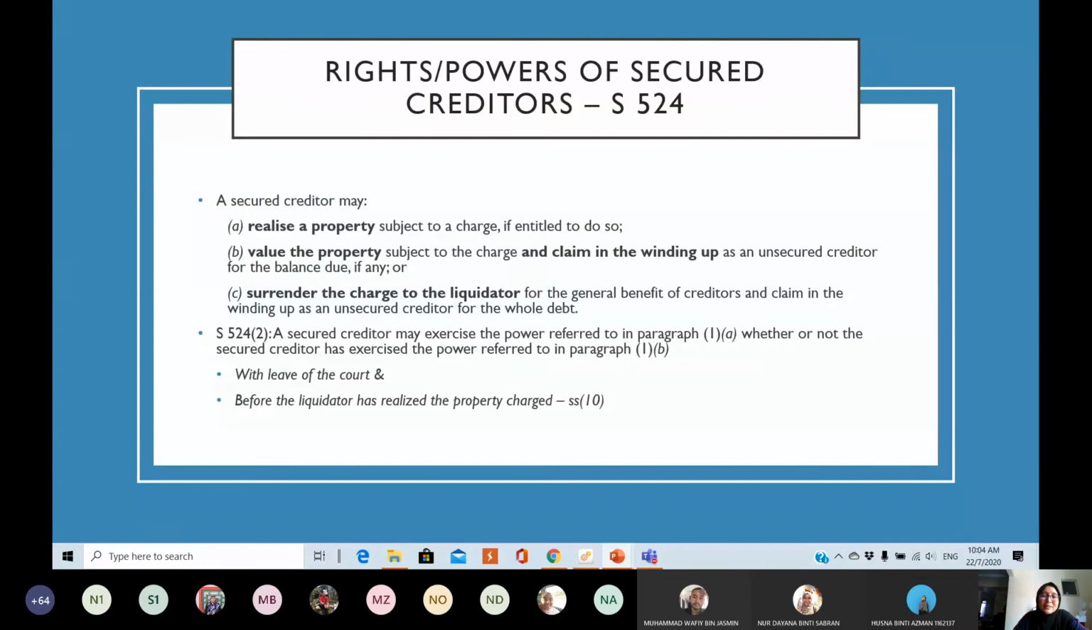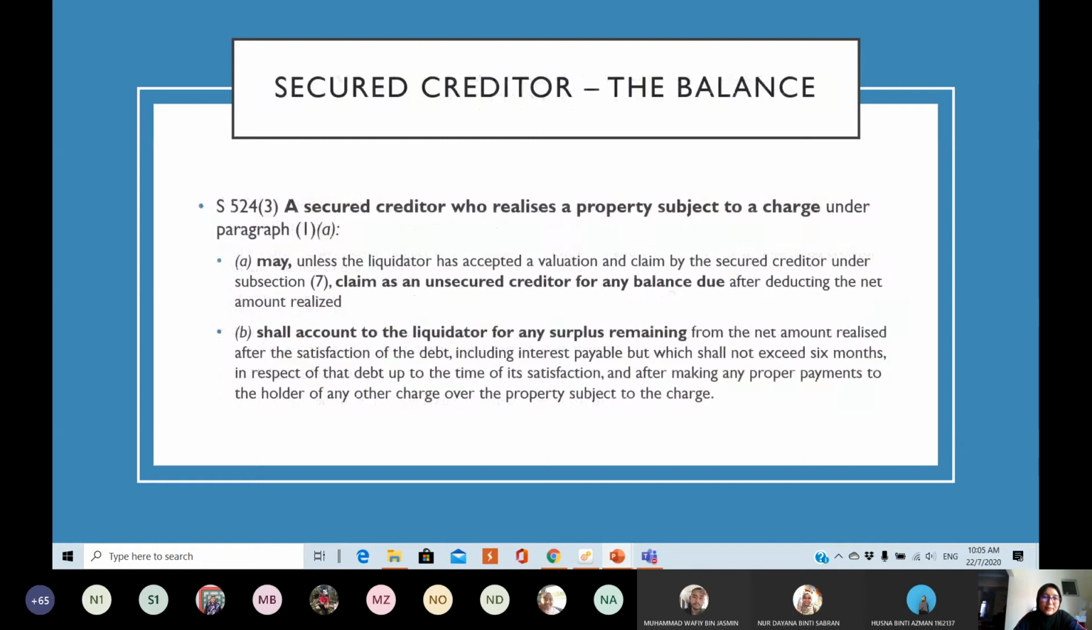Okay, yang ni pun exactly sama dengan bankruptcy juga. So kita tak payah ulang balik lah. You can read later. Yeah, sama, secured creditors boleh realise dia punya property tu. So kalau ada untuk bayar hutang dia, contohnya kalau cover 100% dia boleh settle everything. Tapi kalau ada lebihan dia kena bayar balik kepada company tu. Okay, so that's the basic idea lah.